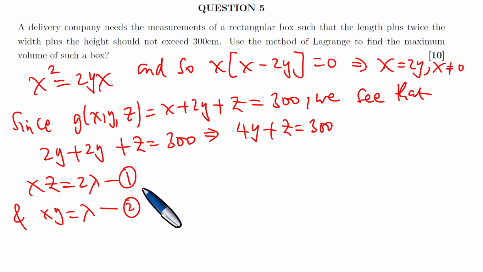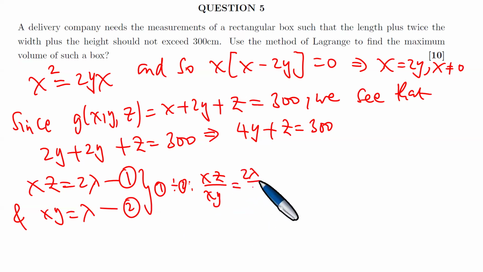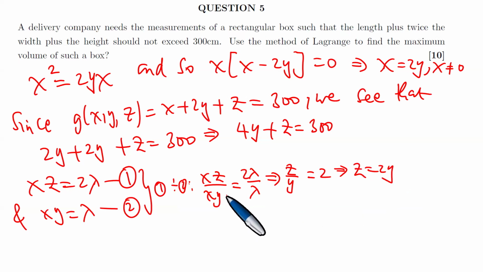Okay, so if you take these two equations and divide them in the following way, say 1 divided by 2, so that you have xz divided by xy is equal to 2 lambda over lambda. What is this? Okay, x is going to cancel out, giving us z over y is equal to 2. You cross multiply here so that z equals 2y. So, yeah, we found one equation.